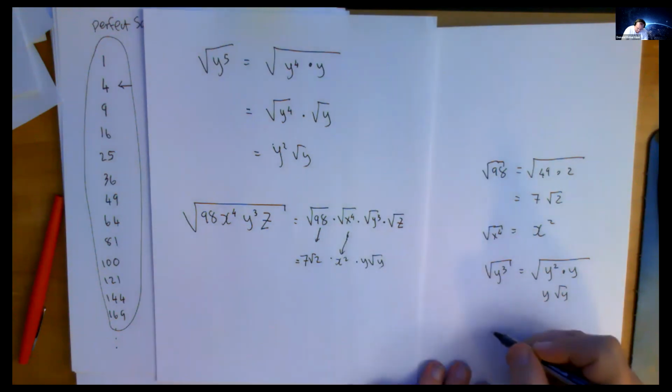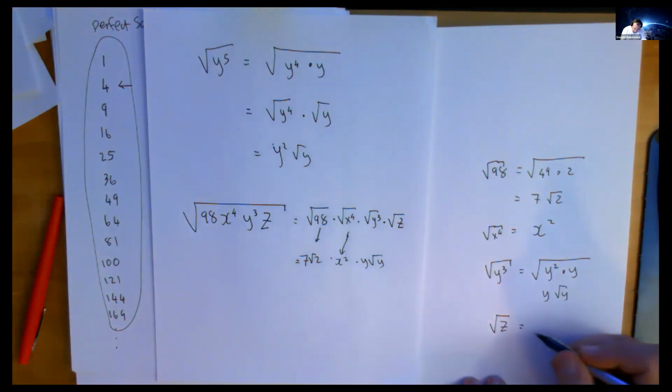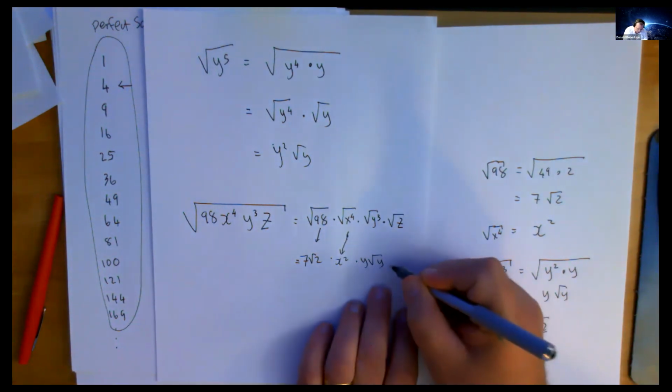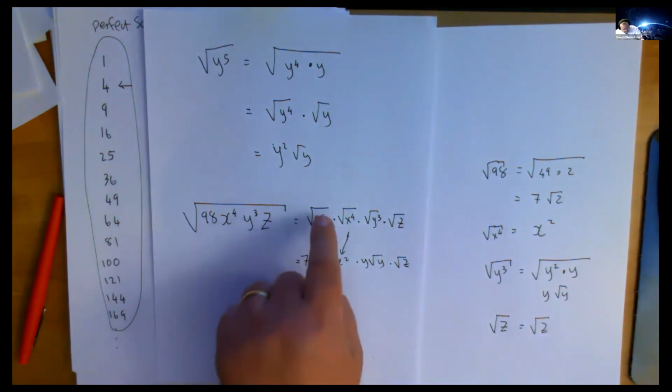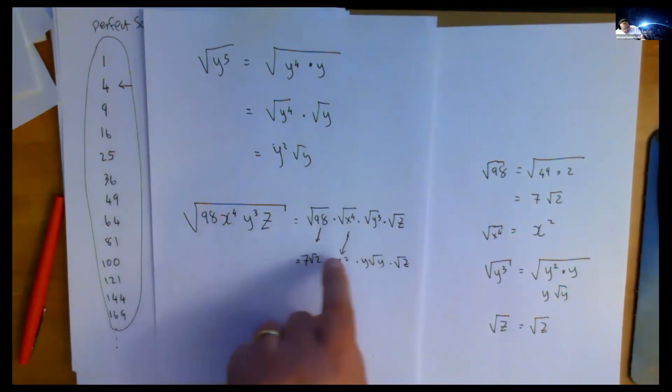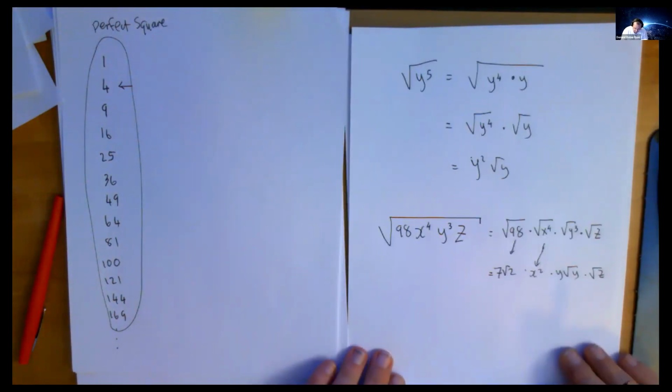And it's kind of a trick question. Can you actually simplify the square root of z? Can you do anything to it to make it better? No, it's a kind of leftover orphan. So you just write down square root of z. So each of the bits gets split. Each of the pieces gets simplified on its own. And then you have to put the package together.